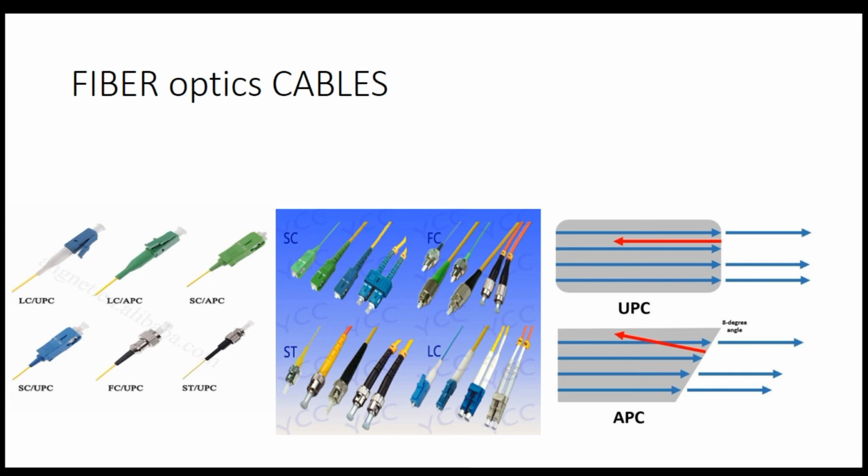ODF, optical distribution frame, is a passive frame to terminate fiber cables on it and has the same function as the patch panel in UTP. Also, fiber cables may be simplex, only a single branch, or duplex, two branches for send and receive. Can be simplex or duplex.